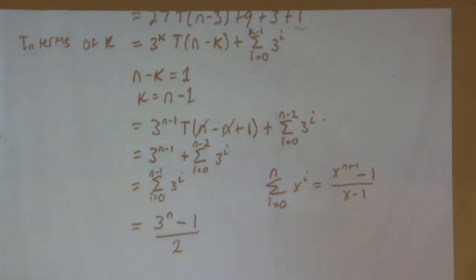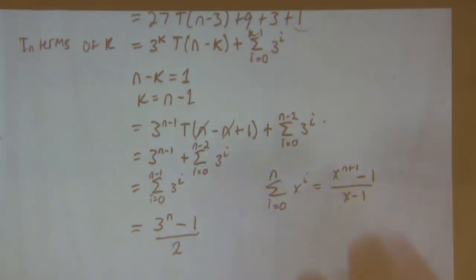And so this is the closed form of this recurrence relation. And so if we were talking about runtime, then this would be an order 3 to the n algorithm, right? And yeah, that's it. Any questions about that? Yeah, what's up?